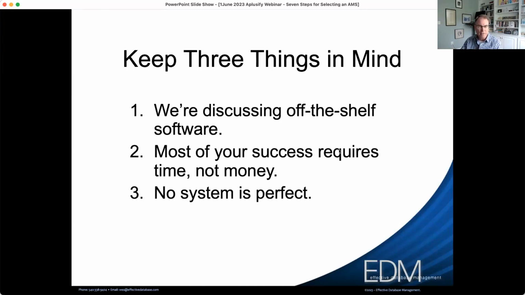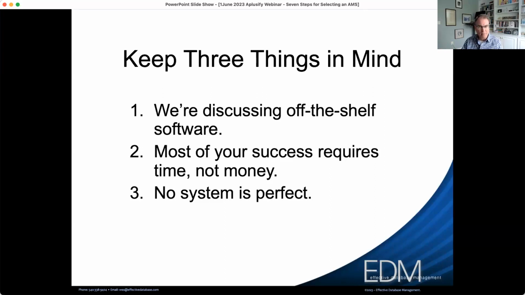And then finally, this is probably the most important thing if you take away nothing else. No off-the-shelf system, and frankly, no system that's even been custom built is perfect. There are always areas where the system doesn't quite do what you want it to do, or does it in a different way. And we really need to accept that.